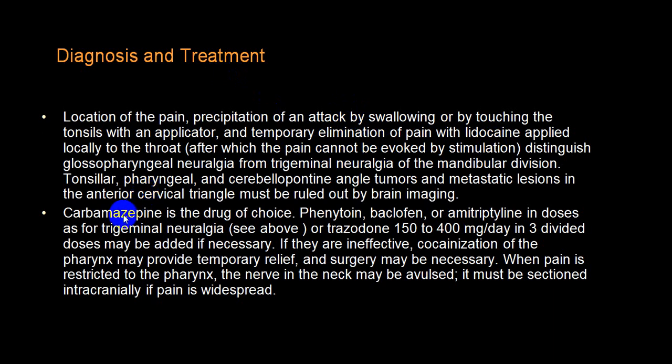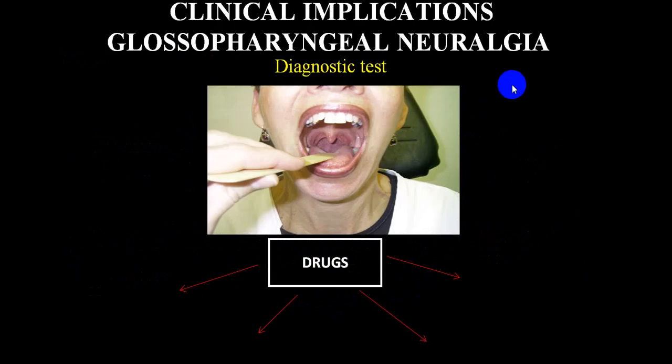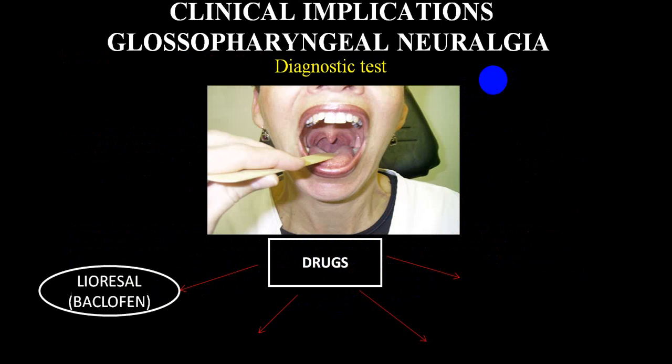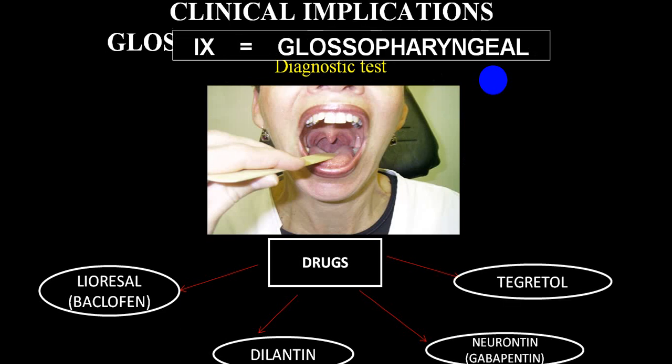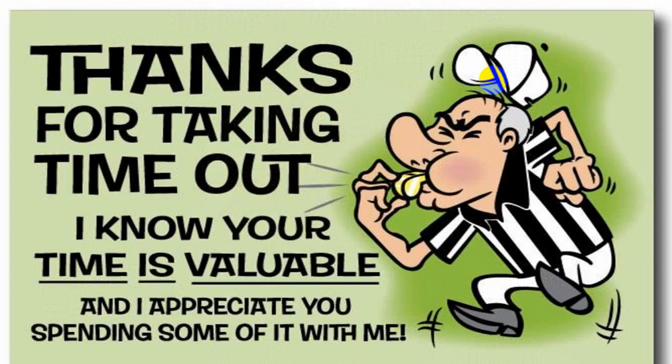The treatment is mainly like trigeminal neuralgia: carbamazepine, or you can use phenytoin, baclofen, amitriptyline, etc., as we use in trigeminal neuralgia. And when pain is severe enough, you can use other drugs also. Very rarely, you might require avulsion. Clinically, you can go for baclofen, Dilantin, gabapentin, Tegretol, etc. for glossopharyngeal neuralgia. So this was a little introductory part and examination of the glossopharyngeal nerve. It will be helpful to you.